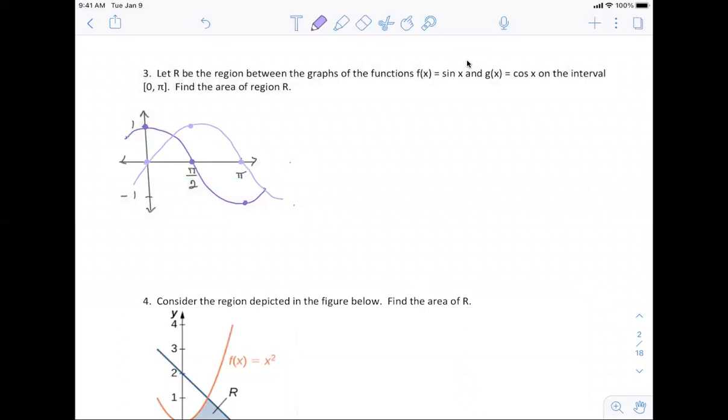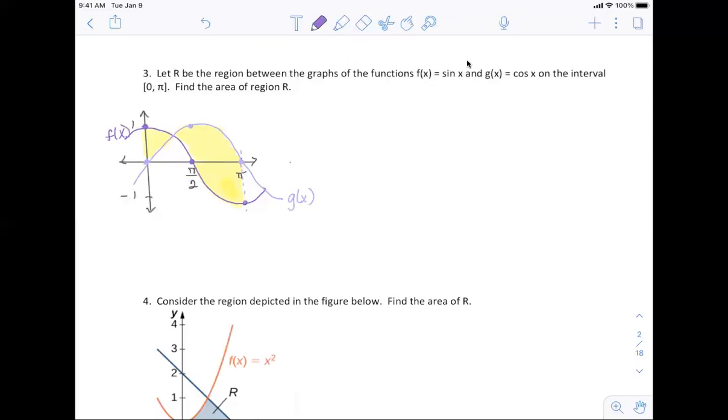Now, here's the weird thing that happens in this case. From 0 to somewhere right there where they intersect, we have a bounded region. And then from that same value over to pi, we have a different bounded region. Now let's remember which one is which. This one is g of x. So for the second half, g of x is on the top. And for the first half, f of x is on the top.